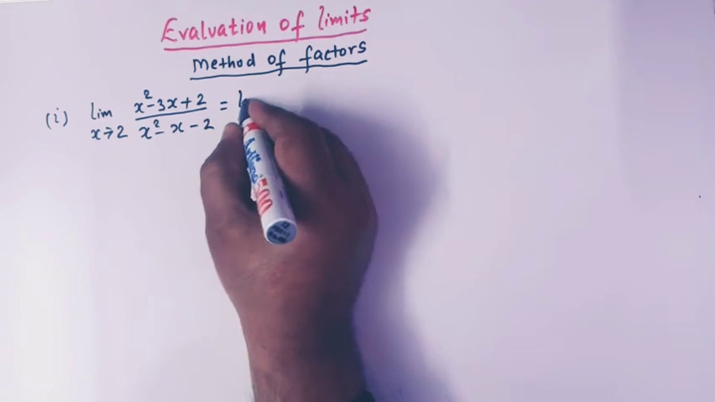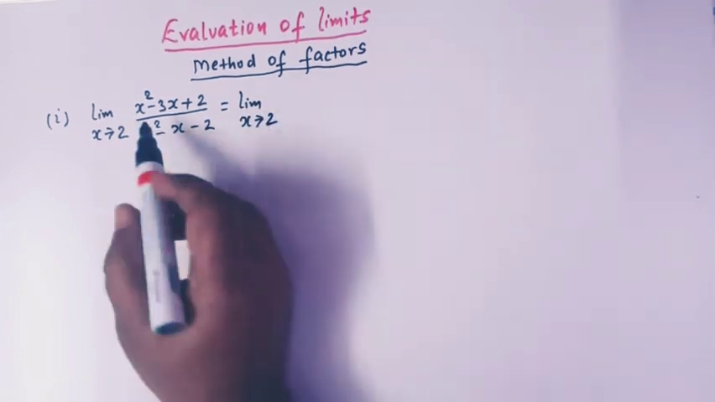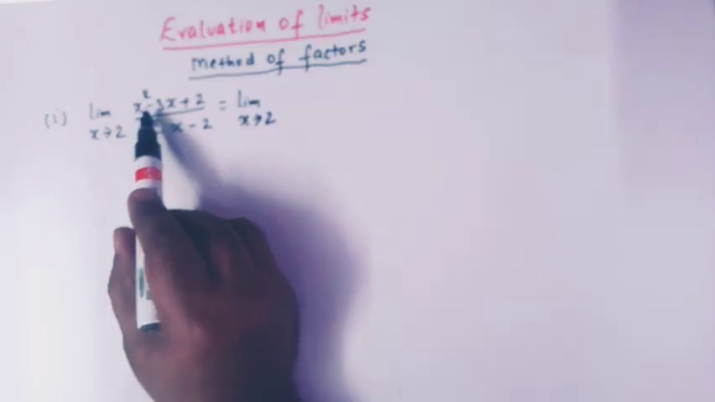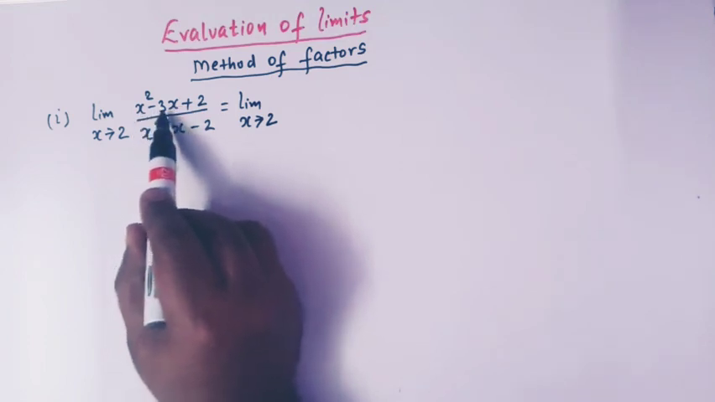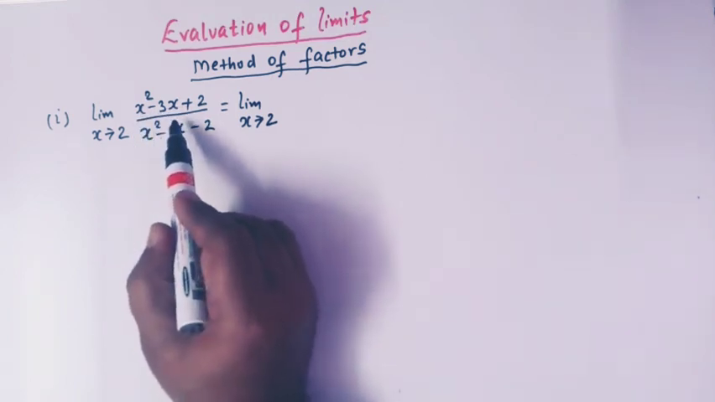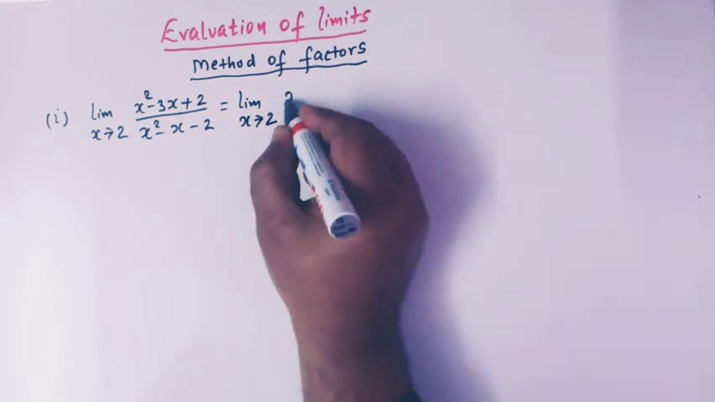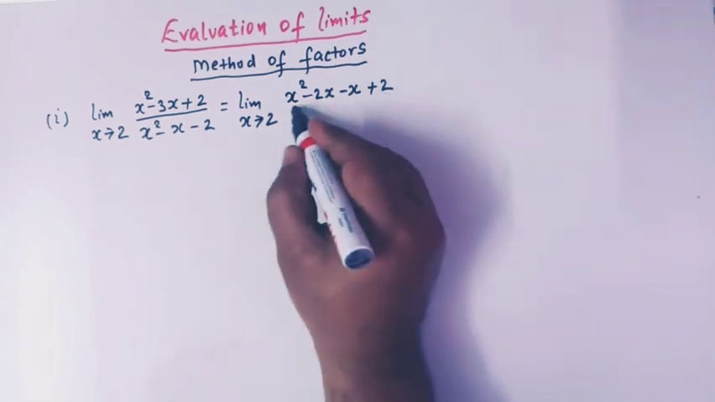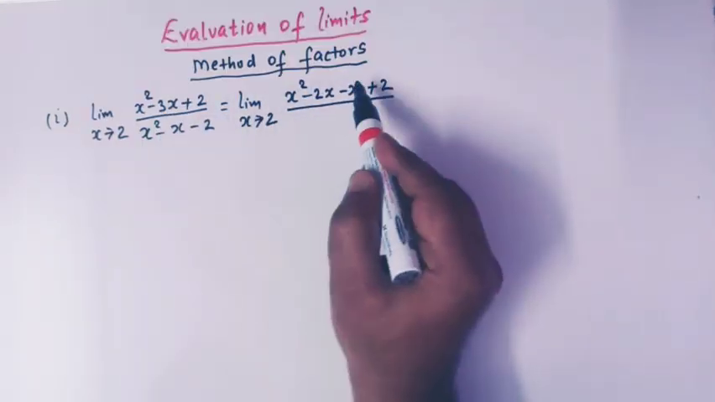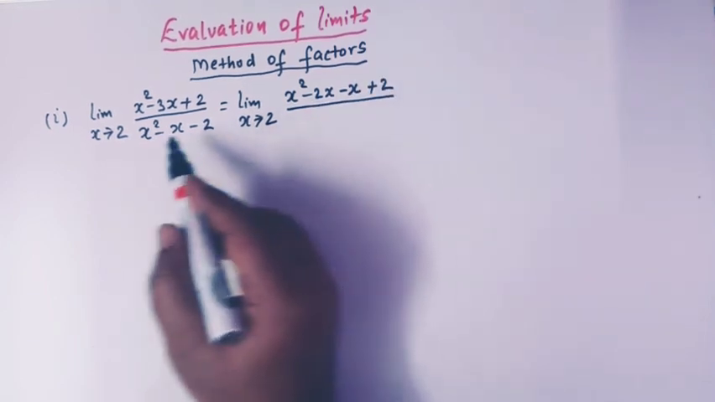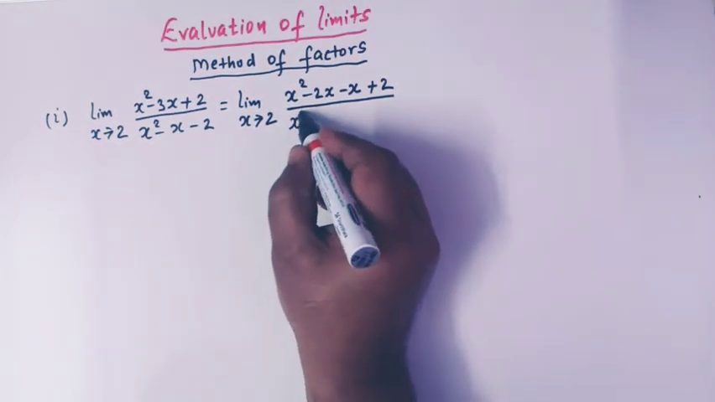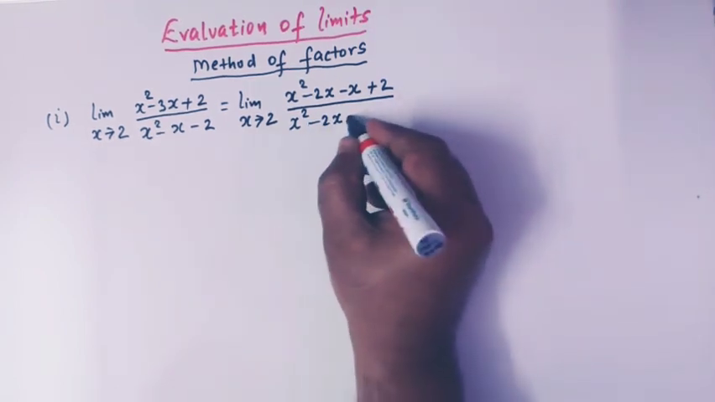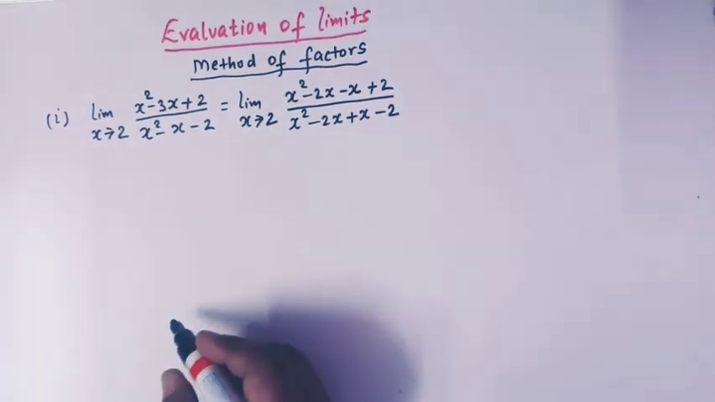So we can write limit x tends to 2, and in the numerator we can use the method of factorization that is called splitting the middle term, right? So here we have x square minus 2x minus x plus 2, right? So minus 3x can be written as minus 2x minus x, and in the denominator we can write x square minus 2x plus x minus 2, right?